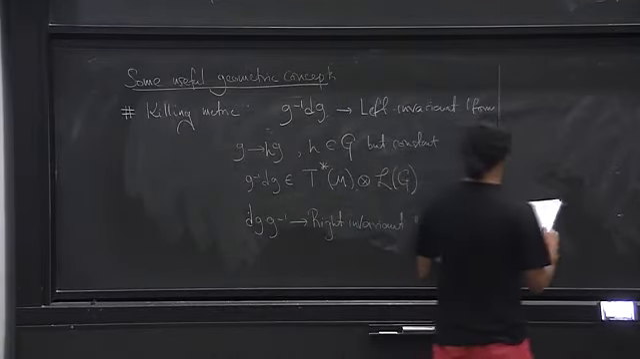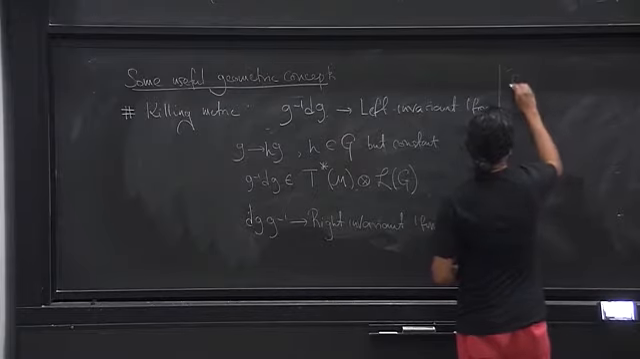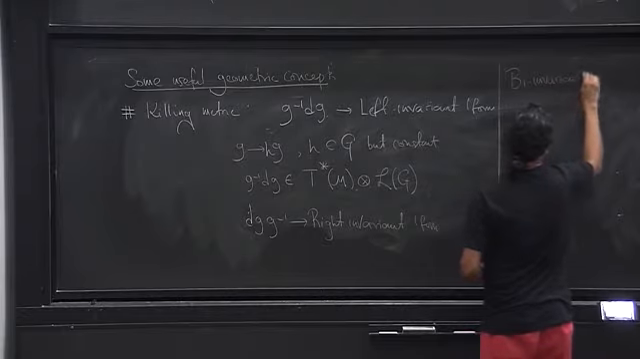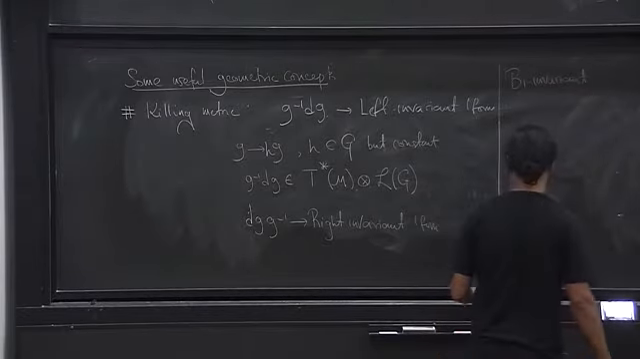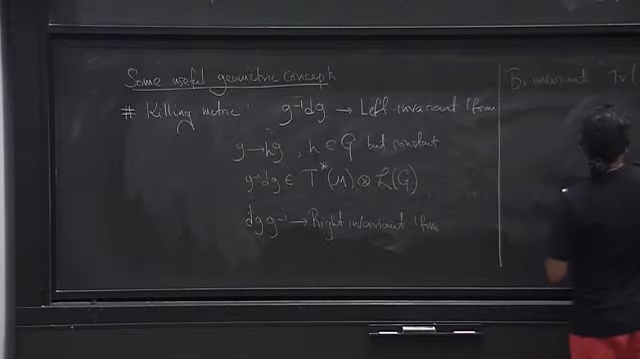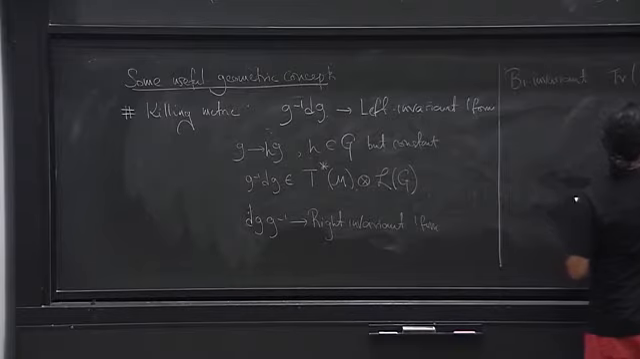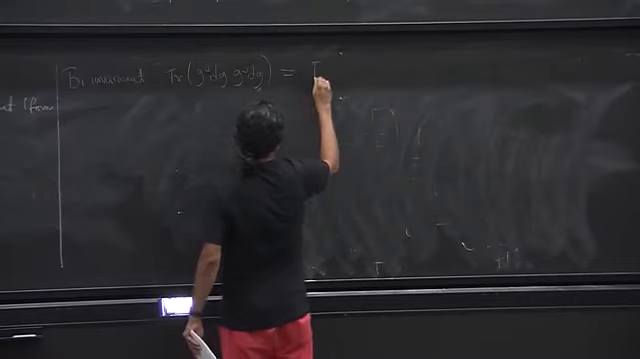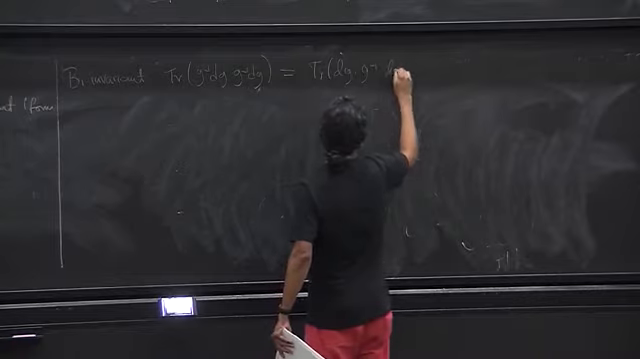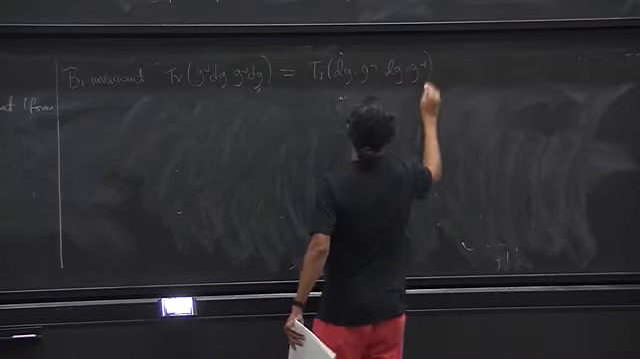Then to define the Killing metric, we consider this bi-invariant object, which means that it's both left and right invariant: the trace of G inverse dG, G inverse dG. Obviously, by its definition, it is left invariant, but because the trace is cyclic, you can also see that it can be written in this form. So it's also right invariant.